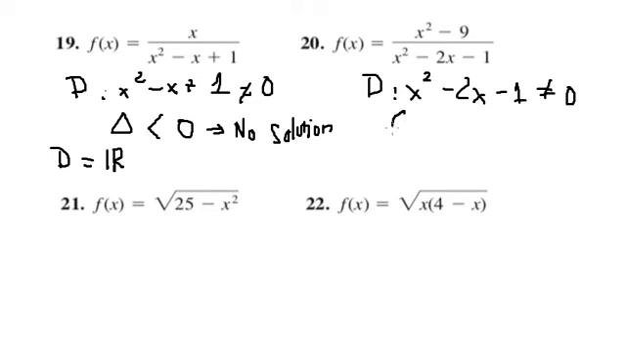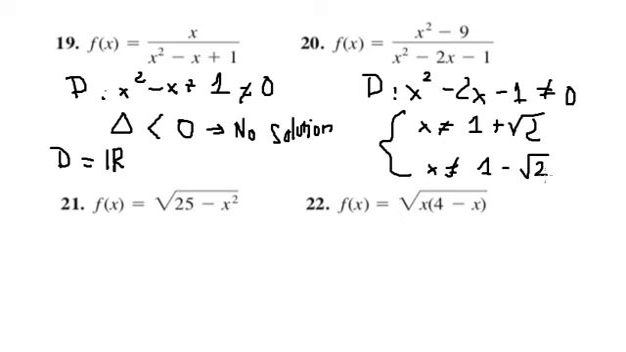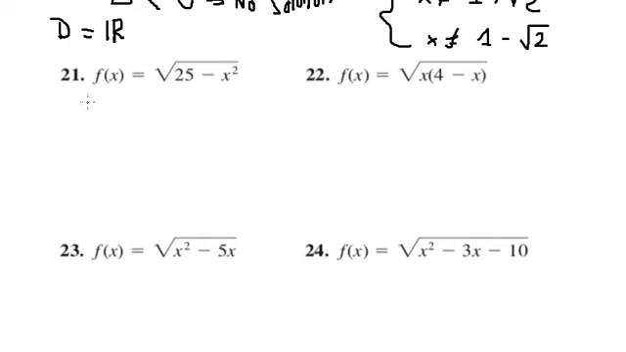So s cannot equal 1 plus the square root of 2. And the second one is 1 minus the square root of 2. This one, number 21, we need to put this one greater than or equal to 0.